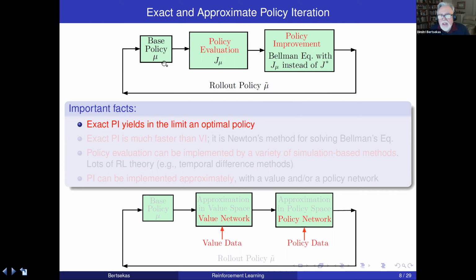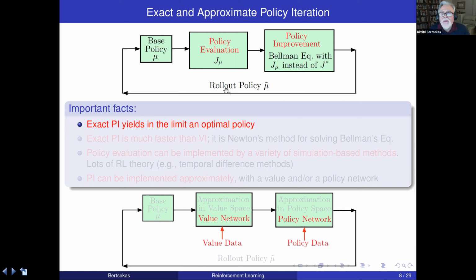It generates a sequence of policies, and at the typical iteration, we have a base policy. We evaluate it by getting the J mu values that we need, and then we do a policy improvement operation, which is minimization in the Bellman equation, but with J mu in place of J star. We can compute far more easily J mu than J star. That's why we prefer to minimize in Bellman's equation with J mu.